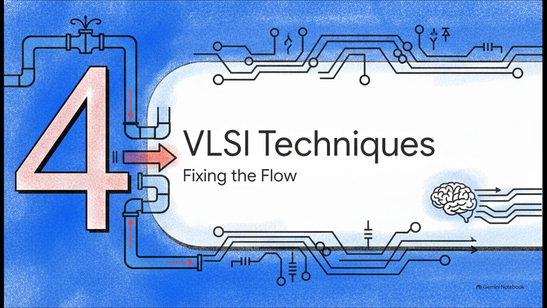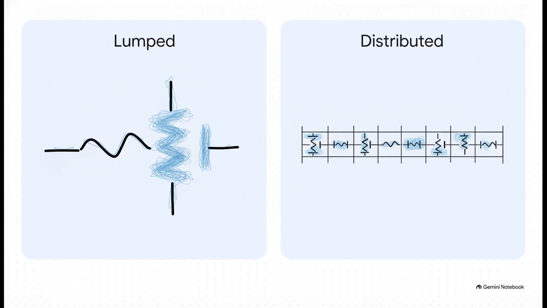Let's focus on the specific techniques. First off, before they can fix the wire, they have to model it accurately. You could use a basic lumped model, which basically pretends the whole wire is just one giant resistor and capacitor. But on a chip, a wire might cross a massive distance, like say 5 millimeters. Now in the microscopic world, 5 millimeters is literally a cross-country highway.